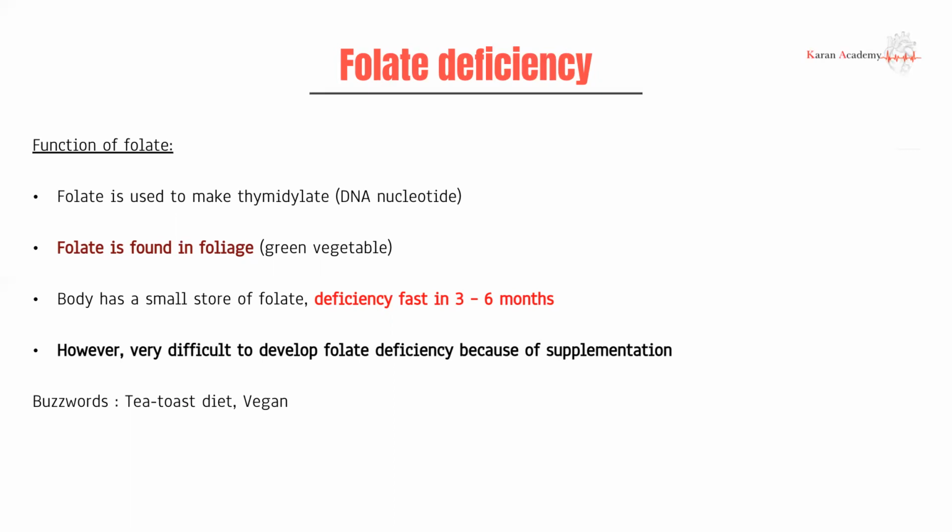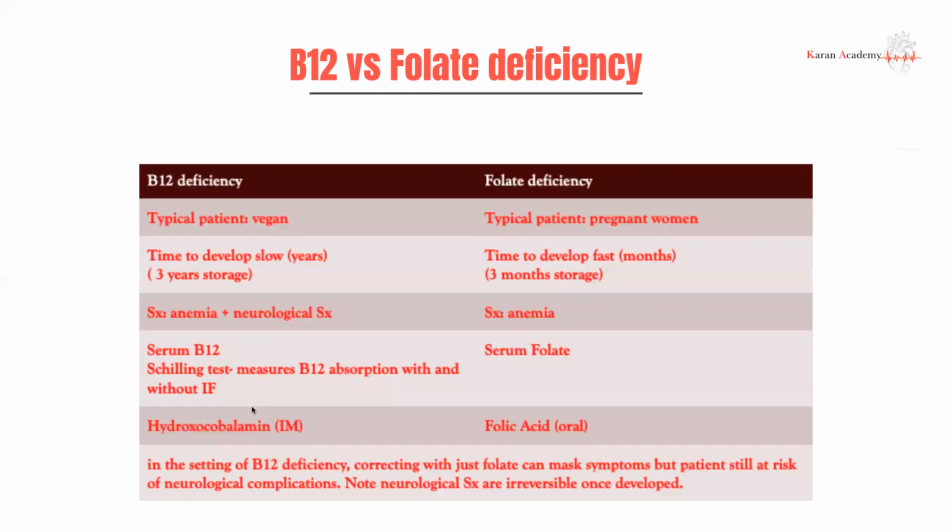It is, however, in today's society, very, very difficult to develop a folate deficiency because almost everything we eat is supplemented with folate, even bread. A good example of a common buzzword is someone who's homeless and doesn't eat any vegetables. That's going to be your folate deficiency. Sorry, vegans should not be in there. Vegans are not at risk of folate deficiency. I'll take that out later. And this is basically everything that we've talked about.